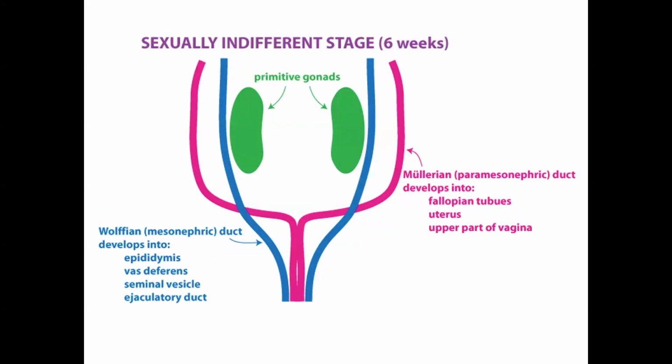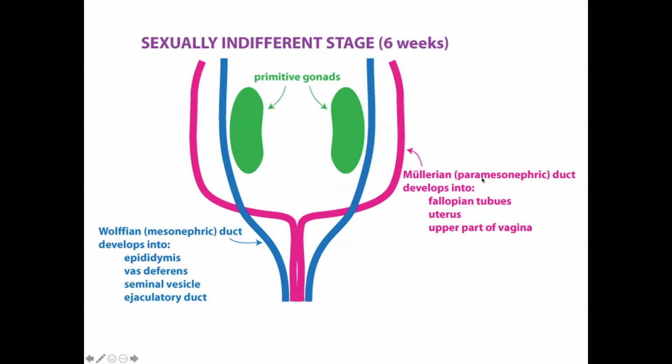So now let's see how sex is determined during embryonic development. In the early embryo, shown here is a 6-week-old embryo, there are 2 duct systems. One is called the Wolffian duct, another is called the Mullerian duct. They are present at the same time. The Wolffian ducts are progenitors of the upper male genital tract and give rise to the epididymis, vasa deferentia, and the seminal vesicles and the ejaculatory duct.